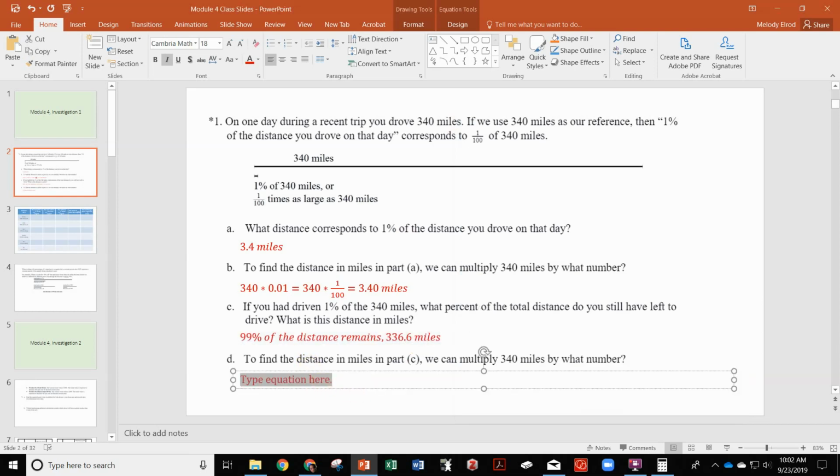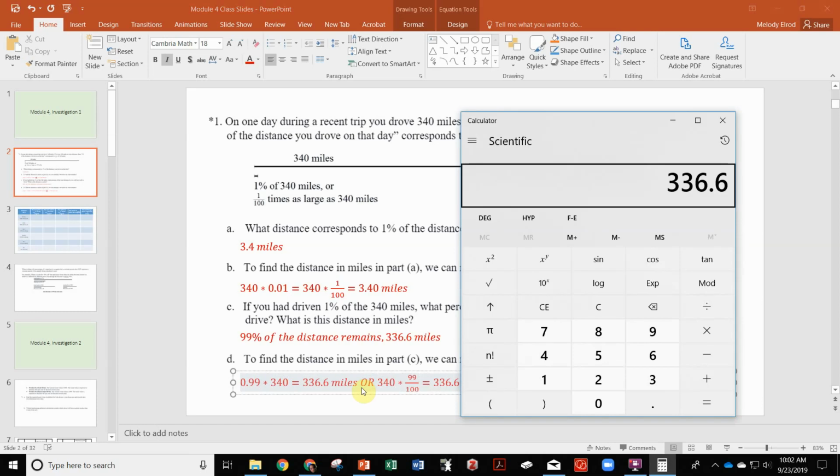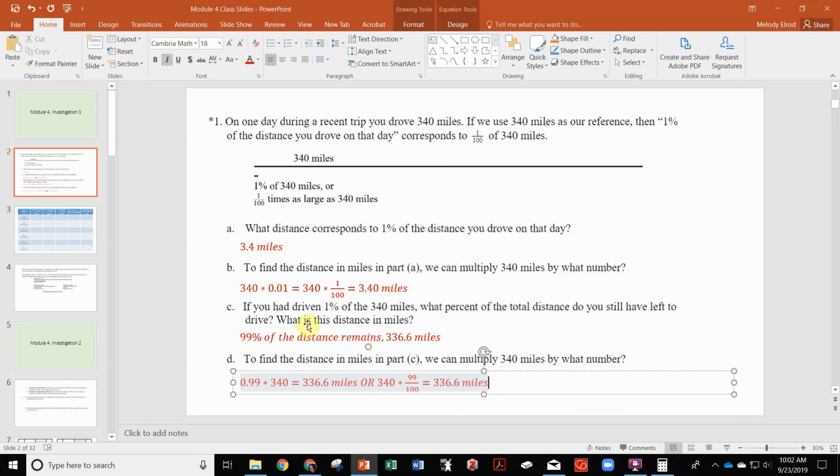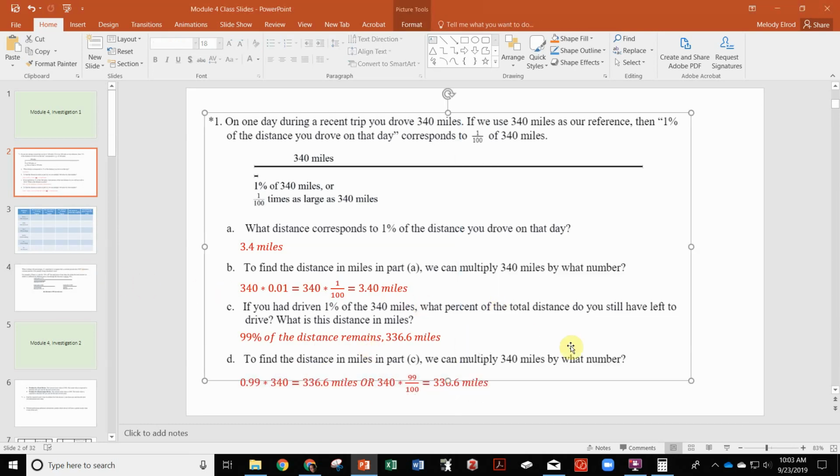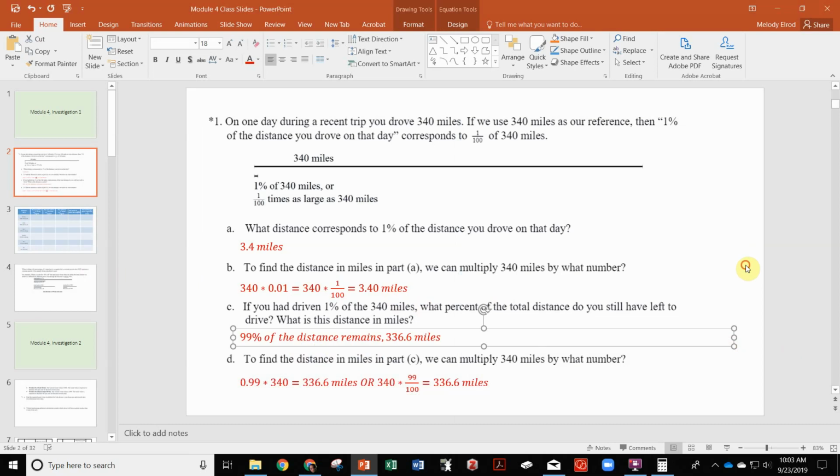We could take 0.99 times our 340 miles, which would also give us 336.6 miles. Or we could say 340 times 99 over 100 would be another way to do that, and it would give us our 336.6 miles. If we want to prove that to ourselves, 340 times 0.99, and there's our 336.6 miles. Awesome. So we have talked a little bit, very briefly, reminding ourselves about this percentage stuff.